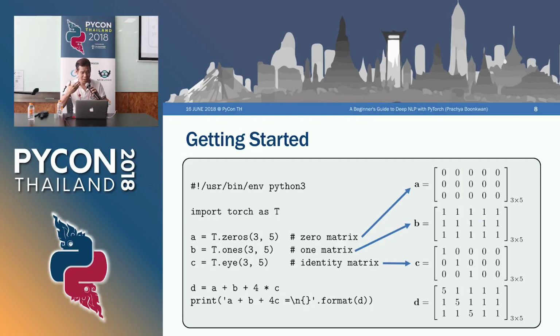And you can create a zero matrix with the command zeros, ones for a one matrix, and eye for the identity matrix. It's basically NumPy on GPU. So if you're used to NumPy, it won't be difficult for you to move to PyTorch. And you can also do matrix computation, like addition and multiplication. Scalar multiplication in this case is really easy to use.